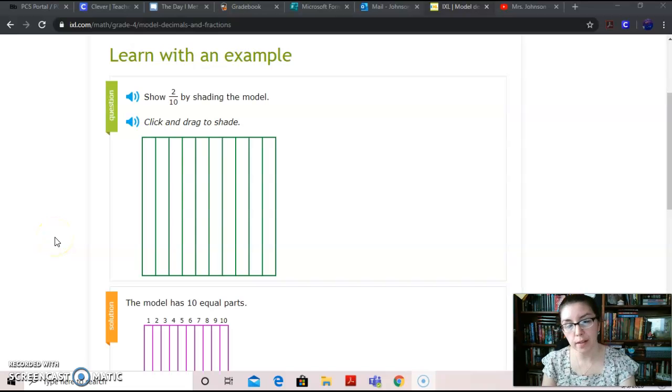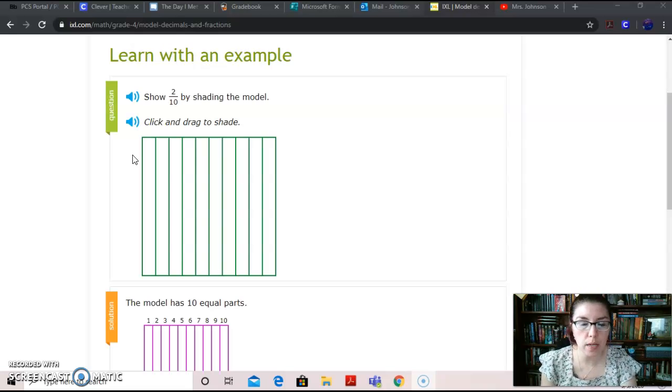Hi, fourth grade. Okay, so today you guys are doing two different lessons. Well, like practice things. I'm giving you two because they're really simple, and I know you'll catch on to them quickly. So first of all, you're going to be showing a fraction by shading the model, which will also be your decimal.